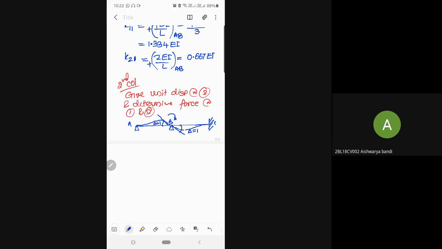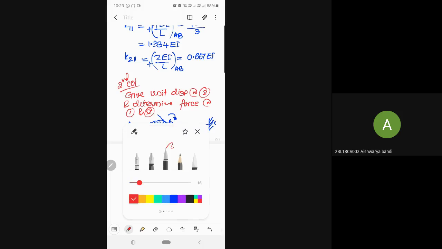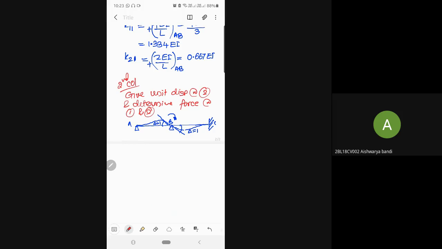So what I'm doing is I'm applying unit displacement at B. The coordinate number 2 is clockwise. The members BA and BC will deflect in clockwise. Let that deflection be 1 unit. Now what I have to do is, now I have to calculate the force. Now what is that force? The force at A and B.